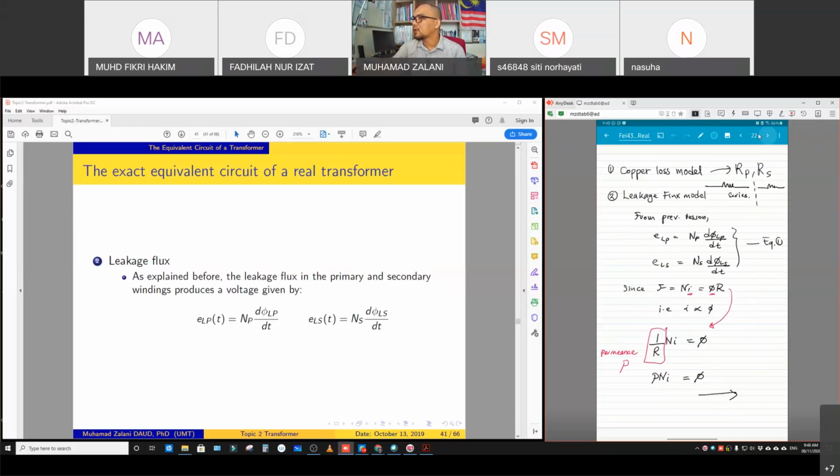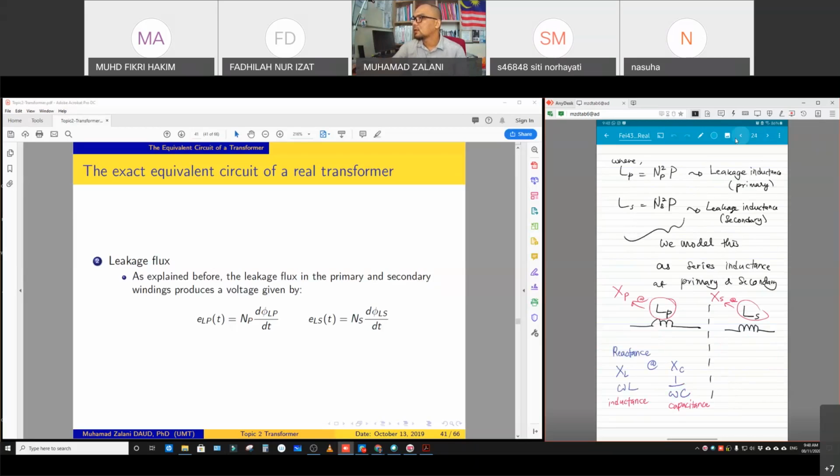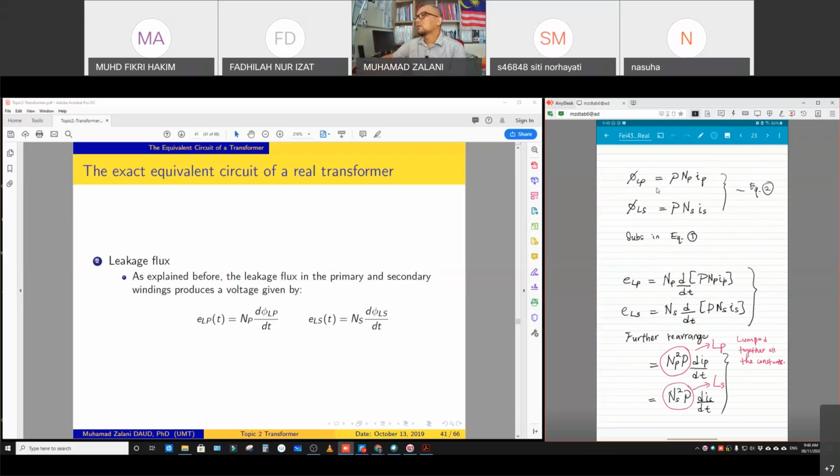So we made this in terms of primary and secondary fluxes, leakage flux. The leakage flux at the primary is phi LP equals NP iP. The leakage flux at the secondary, phi LS, equals NS iS. Okay, so we made this as equation 2.